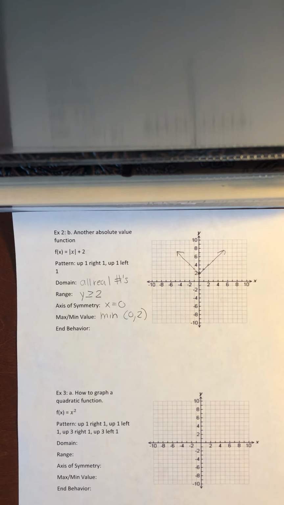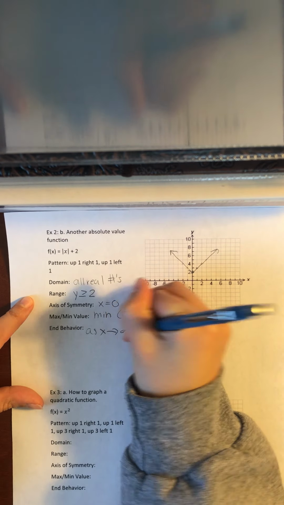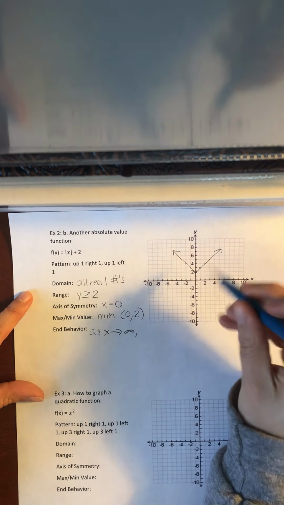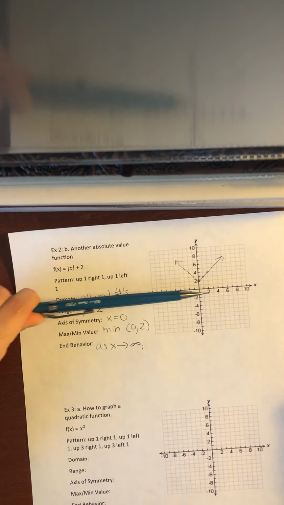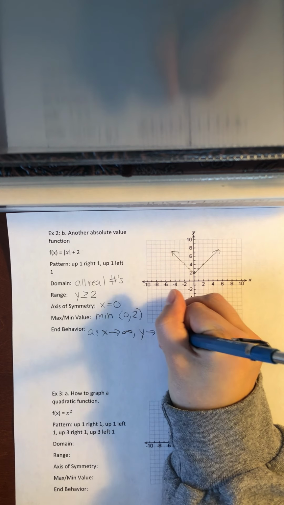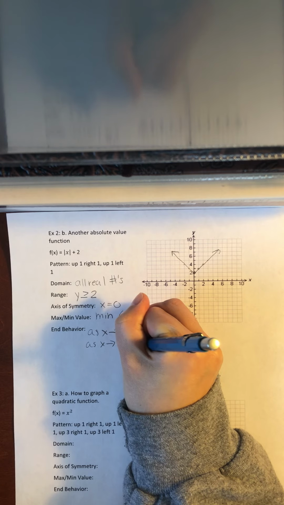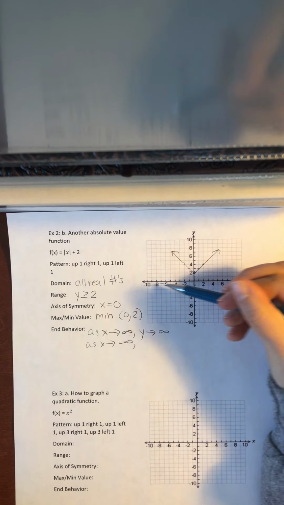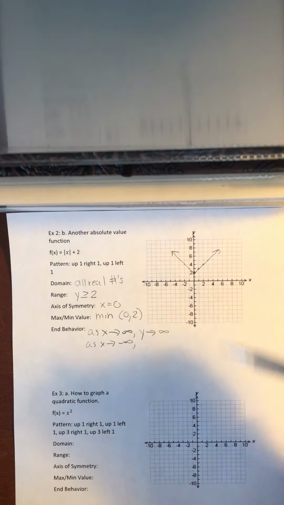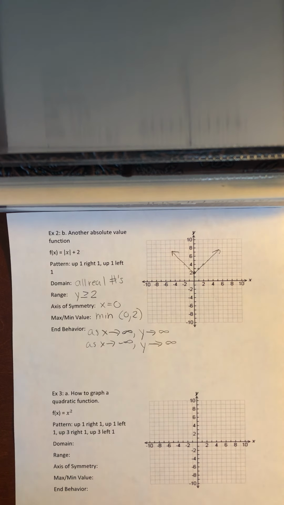And then end behavior, it's going to be the same thing as the last one. As x approaches infinity, so if I'm going this way on the graph, that means your y values are going up, so y approaches infinity. And then as x approaches negative infinity, so if I'm going this way on the graph, my y values go up. Y approaches positive infinity.